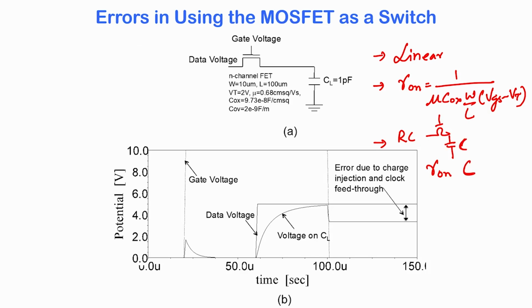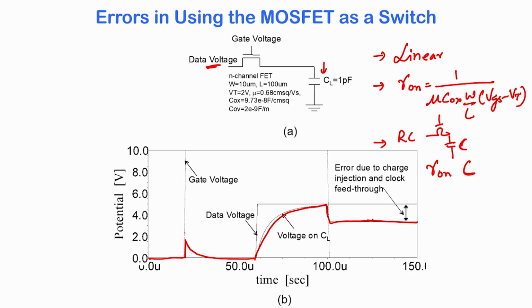Now, finally, what errors could creep in? So, here is a simulation of a MOSFET trying to write some data onto the capacitor. Take a look at this. This curve which I show you here in a red line is the voltage on the capacitor.